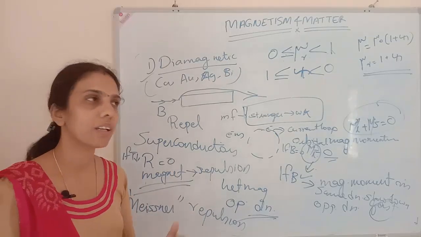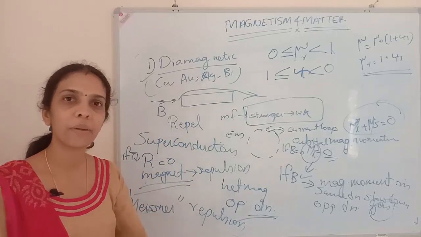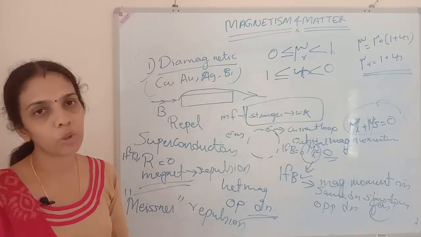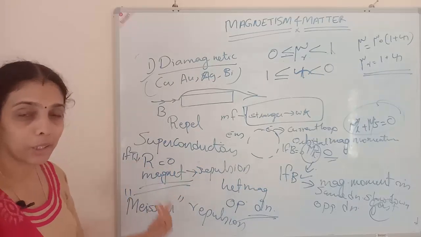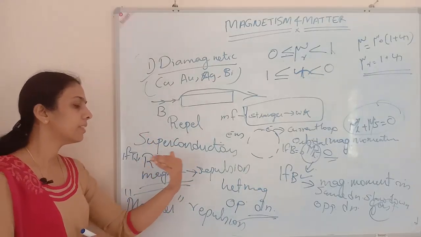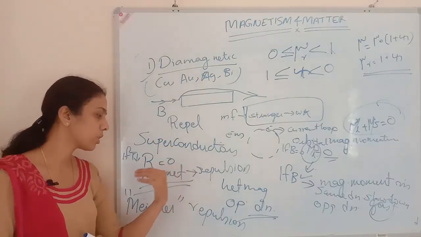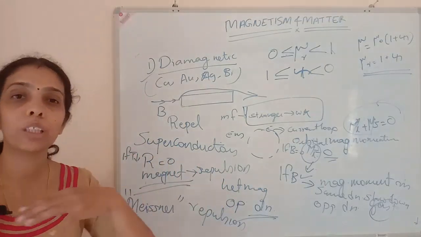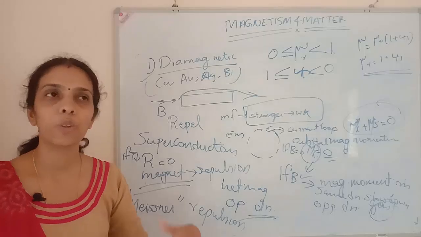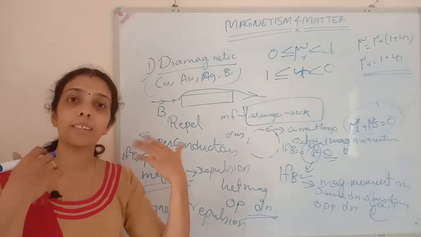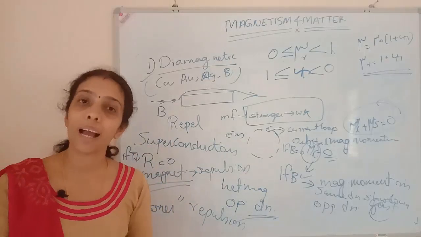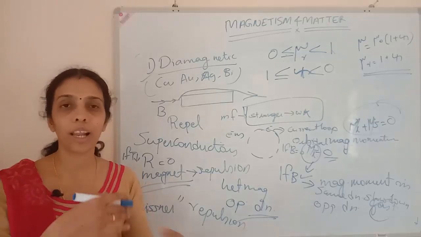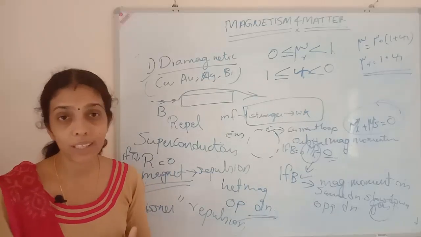Okay, if temperature is becoming equal to 0, what will happen to the resistance? Resistance will become equal to 0. If temperature is reducing, what will happen? The resistance will be equal to 0, and the diamagnetic material will be showing perfect repulsion of the magnet. When the diamagnetic substance is repelling the magnet, the magnet also will be repelling the diamagnet, isn't it? So equal and opposite reaction, as per Newton's third law.